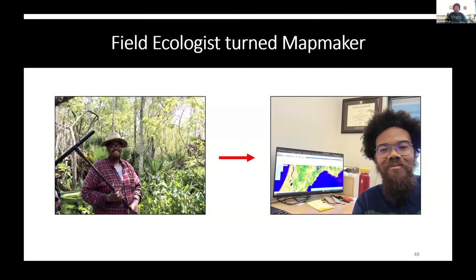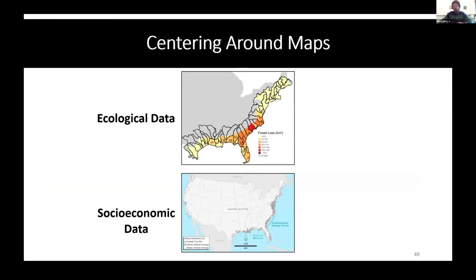So as we get to the end, I made this transition in my career very unconsciously. I just followed the questions from a field ecologist, and now I've become more of a map maker, which I still enjoy. And the reason I think I've really started to resonate with the power of maps is that we can center on them and use them as part of a communication and collaboration tool.